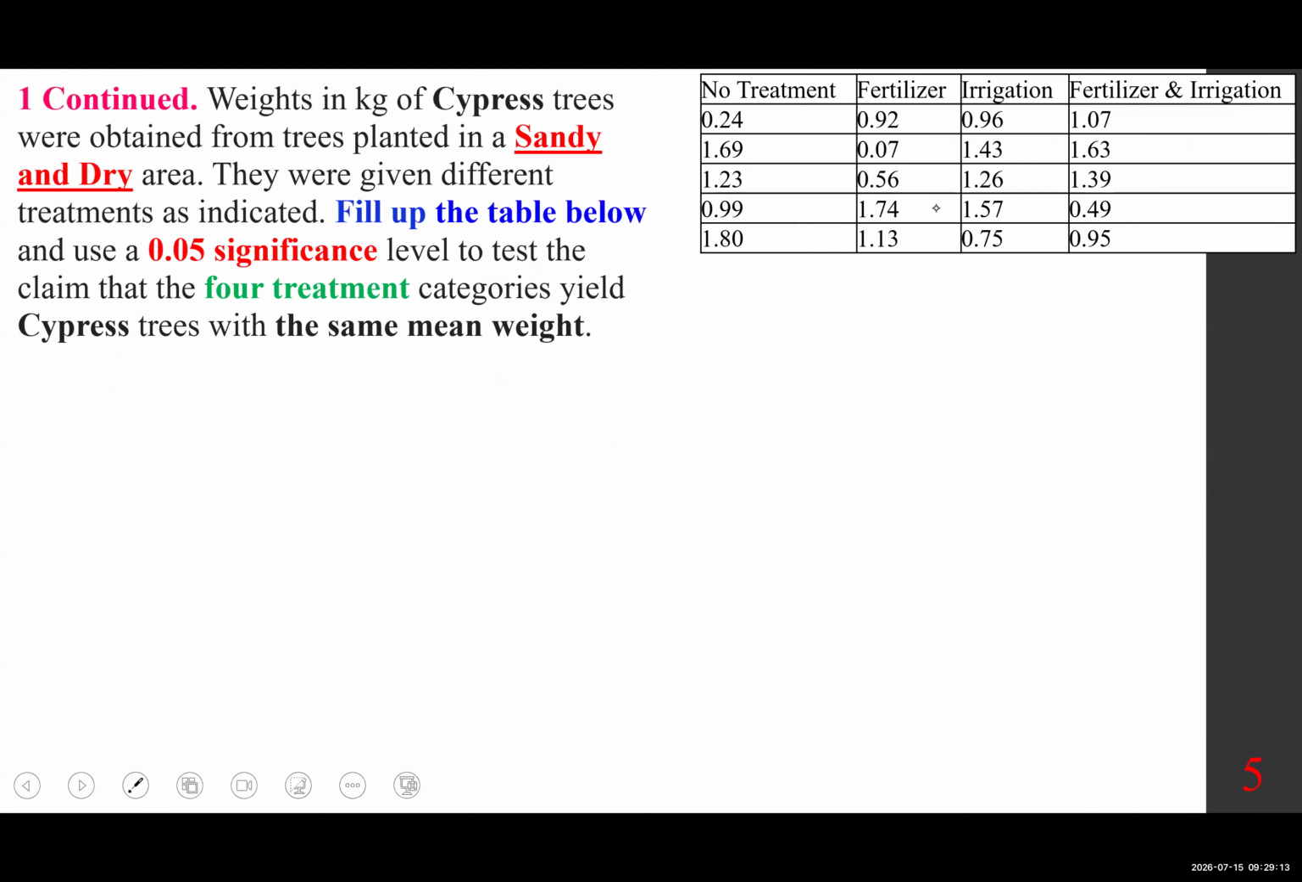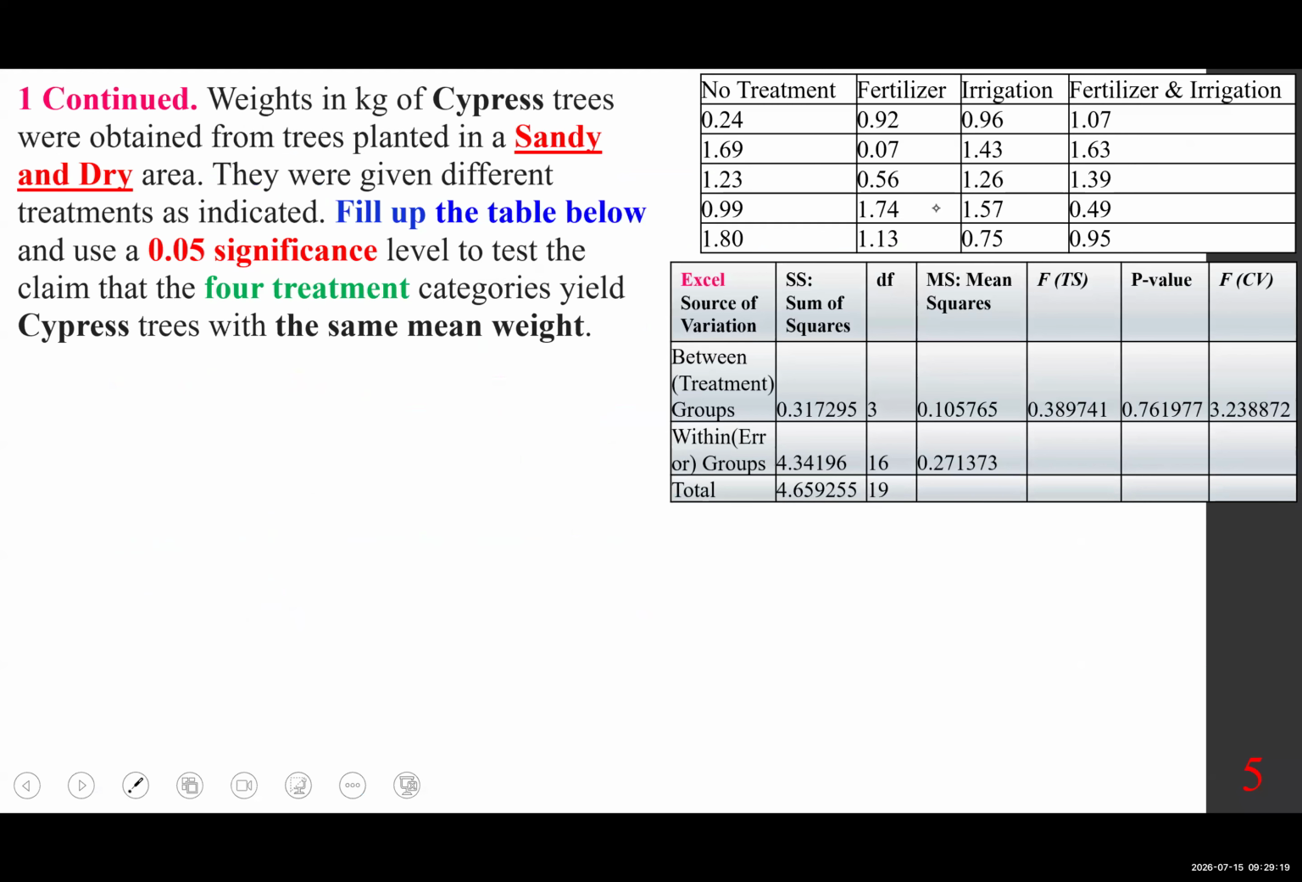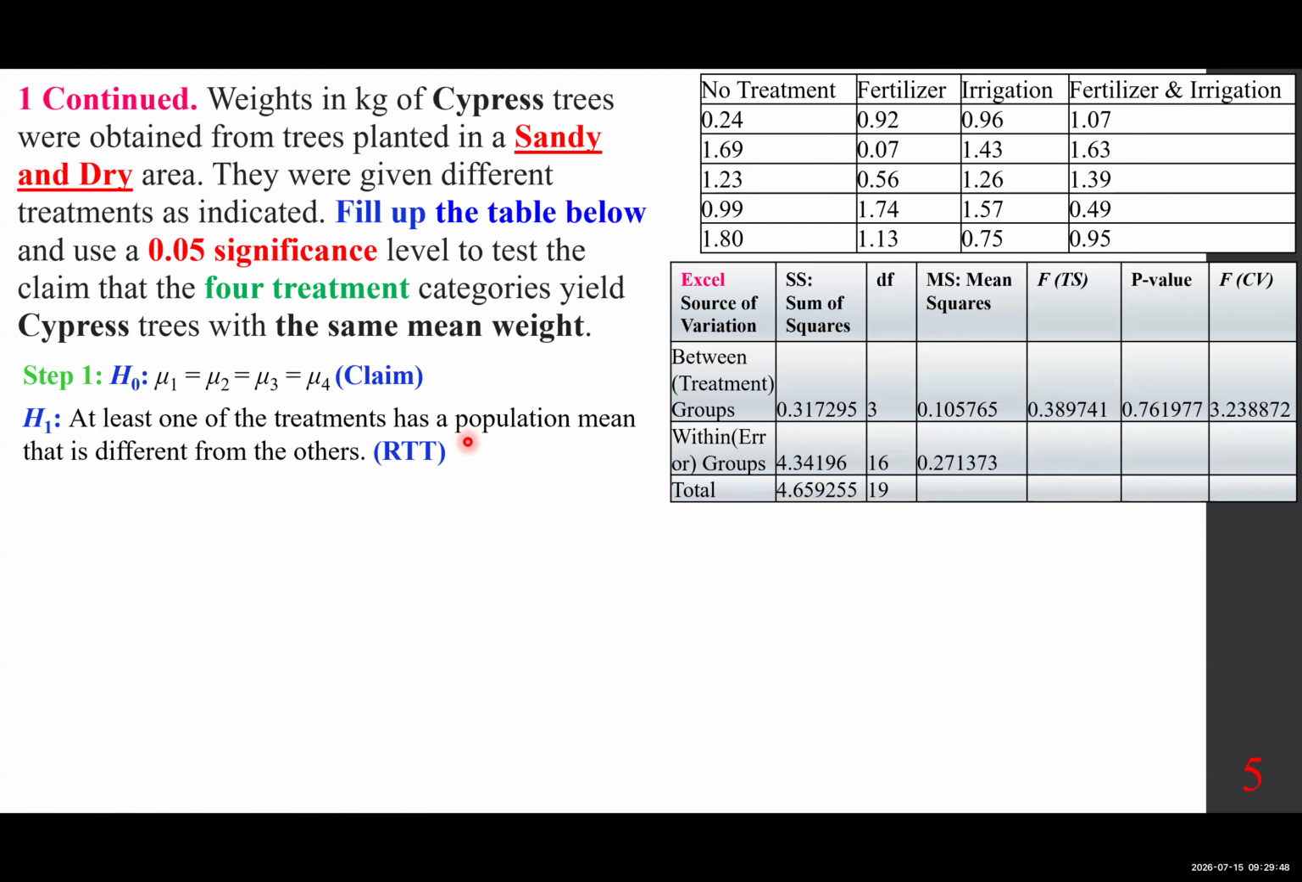So we are continuing with this question, and we wanted to fill up the table. And this is the table that has been already filled up from the previous page. And so we're going to do the test of hypothesis. Step one, H0: mu1 equals mu2 equals mu3 equals mu4. Why 4? There were 1, 2, 3, 4 categories. And that is the claim. And to undo that, H1: at least one of them is different. So at least one of the treatments has a population mean that is different from the others. That's how this one works.